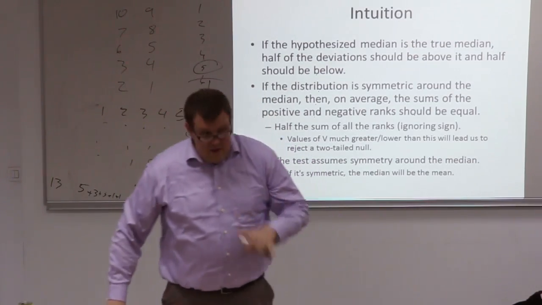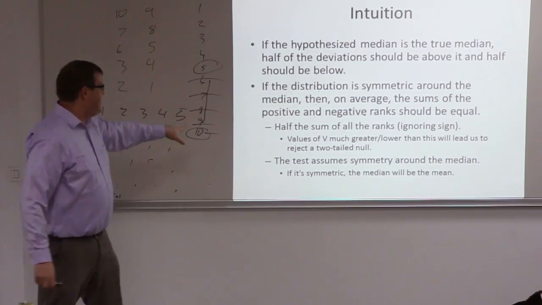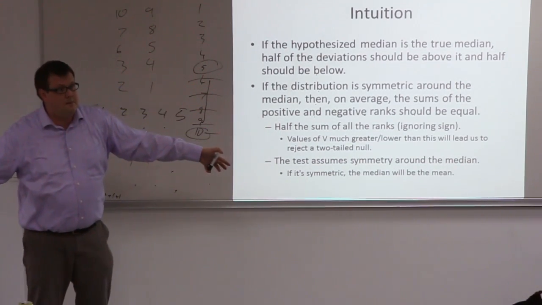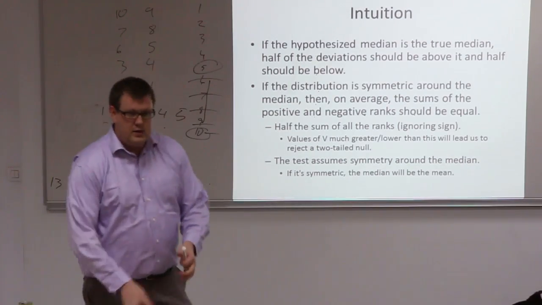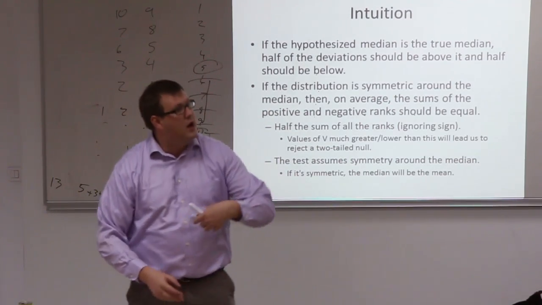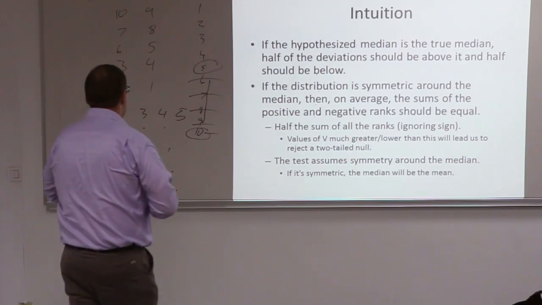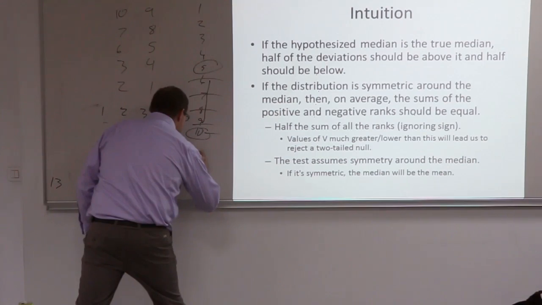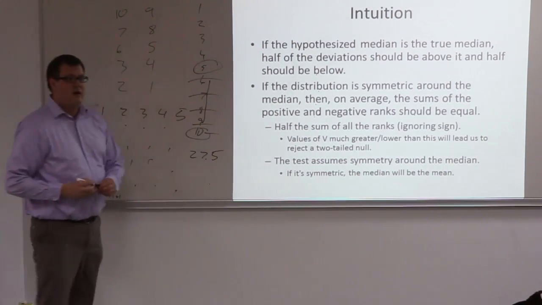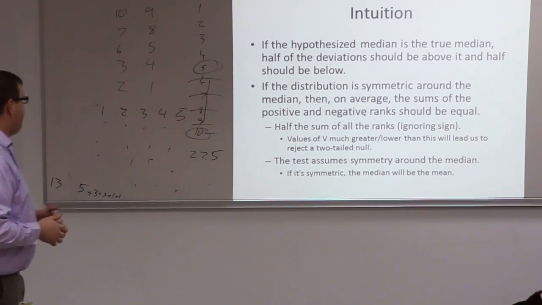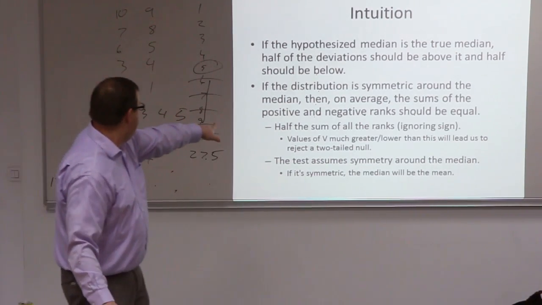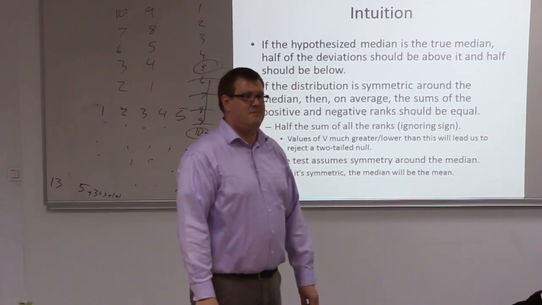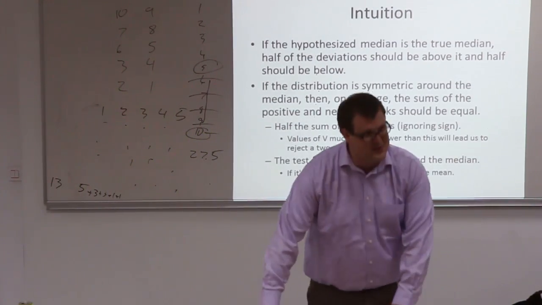So the 55 is going to be the total sum of all of the ranks, right? If the ranks are evenly balanced out, then on average what we should find is 55 divided by 2, so that's 27.5. So we are comparing V against 27.5, half the sum of all of the ranks. That's it?